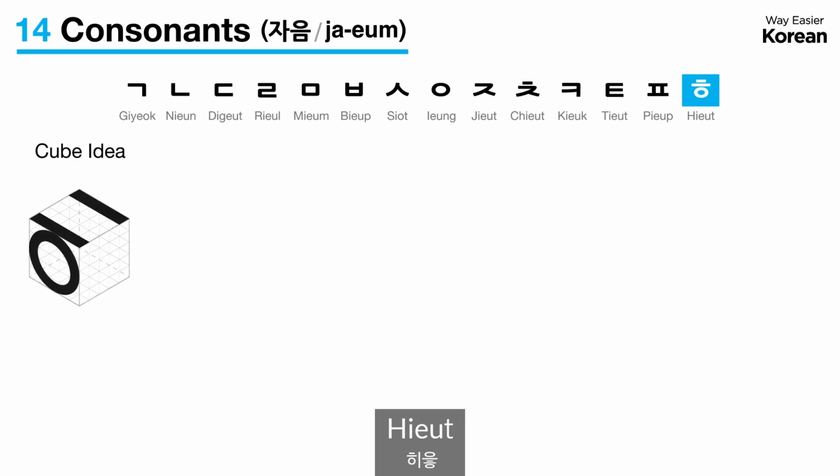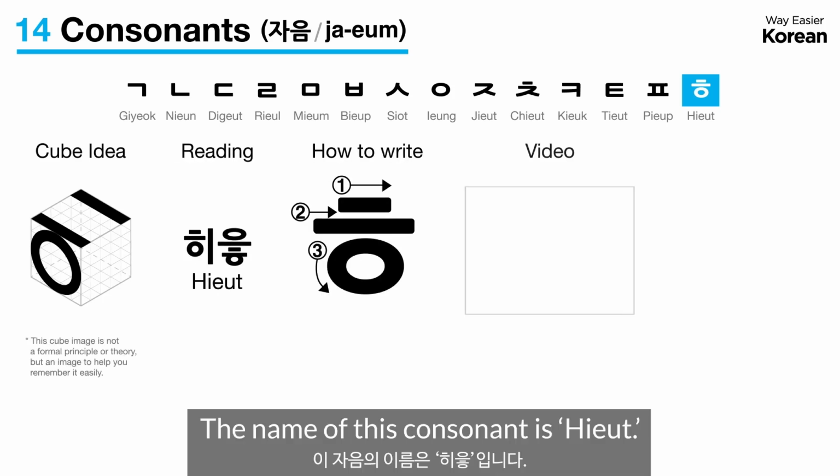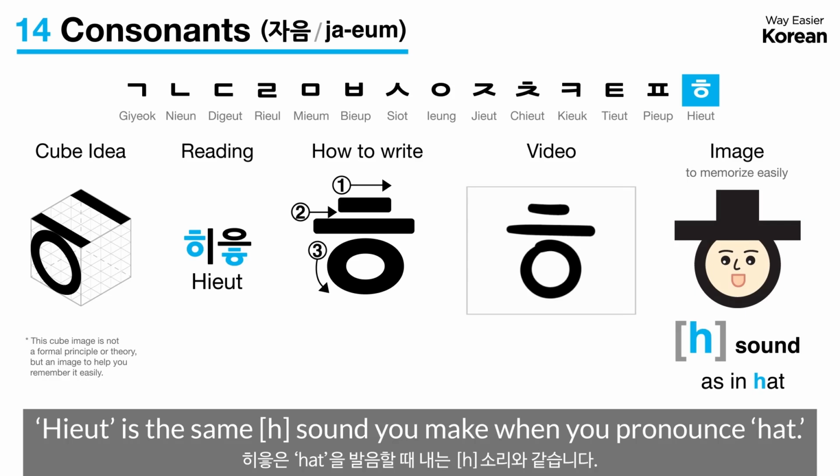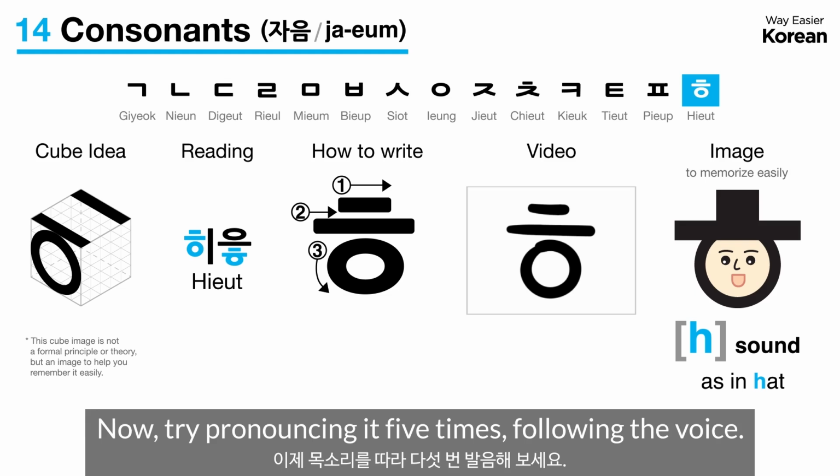히읗. The name of this consonant is hieut. Hieut is the same h sound you make when you pronounce hat. Now, try pronouncing it 5 times, following the voice.